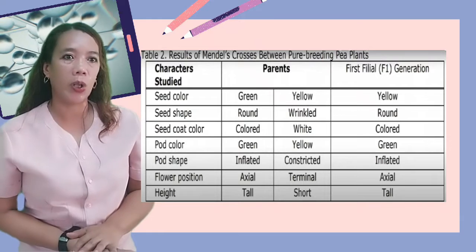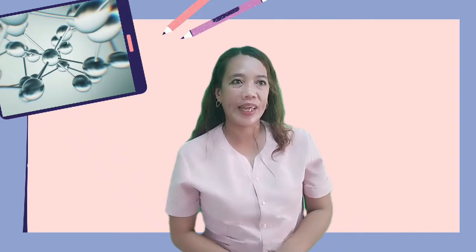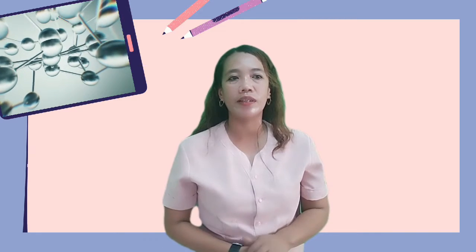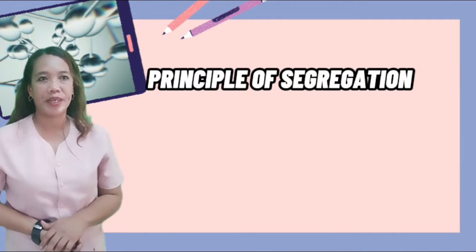Like the seed color, the offspring is colored yellow. This trait is a dominant trait, which hides or masks the appearance of the other trait. And the trait that does not appear or express in the F1 generation is called a recessive trait. A recessive trait may appear in the second filial generation. Another principle is the principle of segregation.